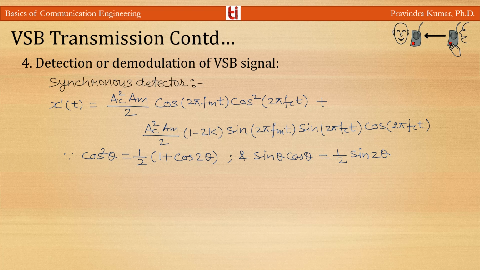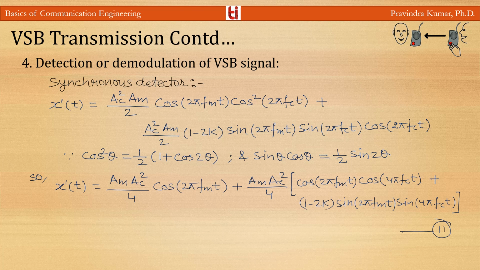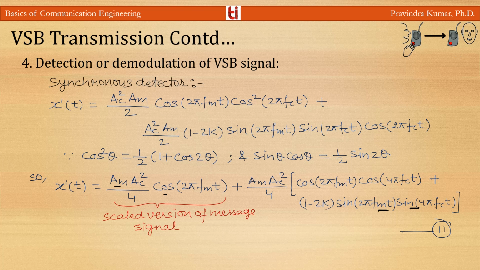Using these identities we can have X dash T, it will be AM AC square by 4 cos 2 pi FMT plus AM AC square by 4 cos 2 pi FMT cos 4 pi FCT plus 1 minus 2K sin 2 pi FMT sin 4 pi FCT. Here the first term in this equation is the scaled version of the message signal AM cos 2 pi FMT, and it is scaled by AC square by 4.